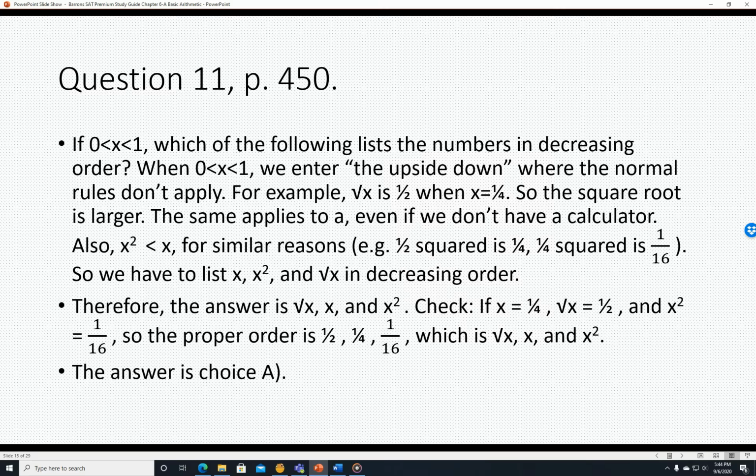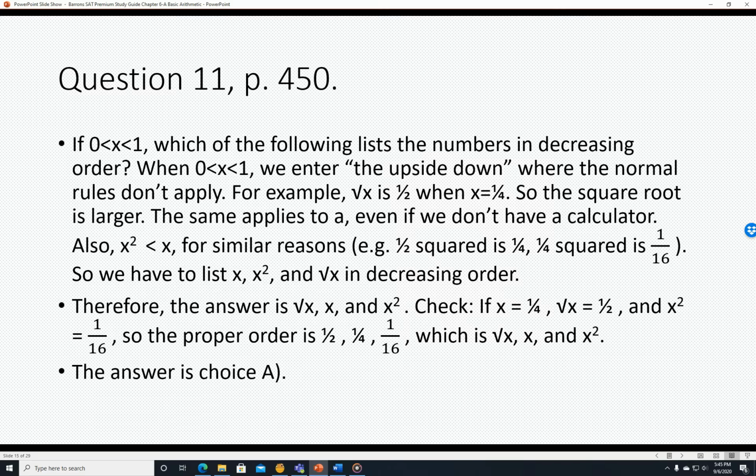So also x squared is less than x for similar reasons. So we know that the square root of x is bigger than x, and x squared is going to be even smaller. So we have 1/2 squared is 1/4, 1/4 squared is 1/16.